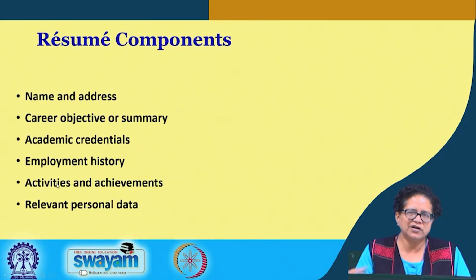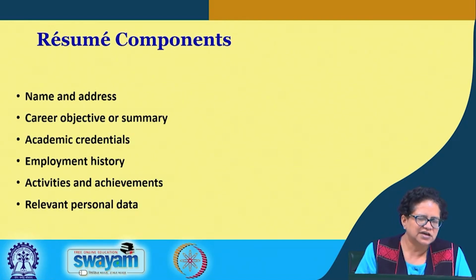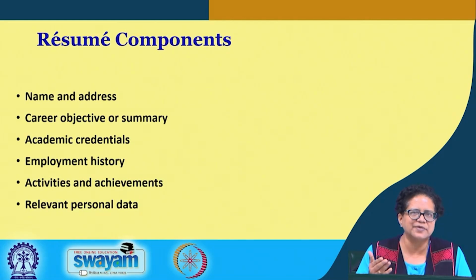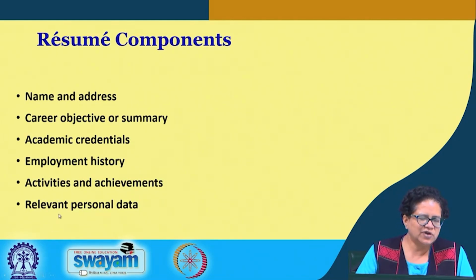The fifth component of the resume is a list of your activities and achievements, which also includes extracurricular activities and extra academics. Then you have relevant personal data at the end.